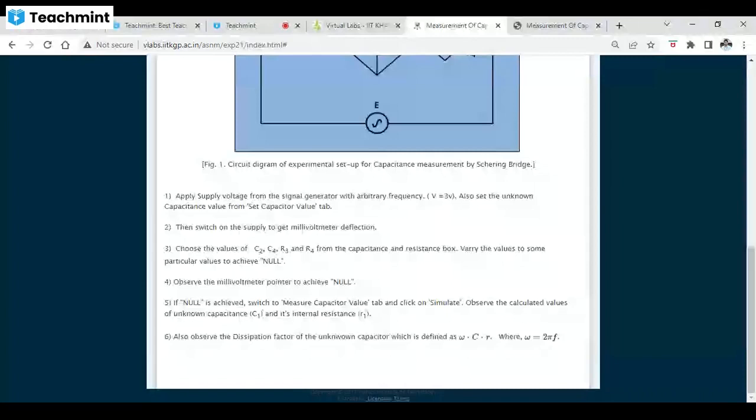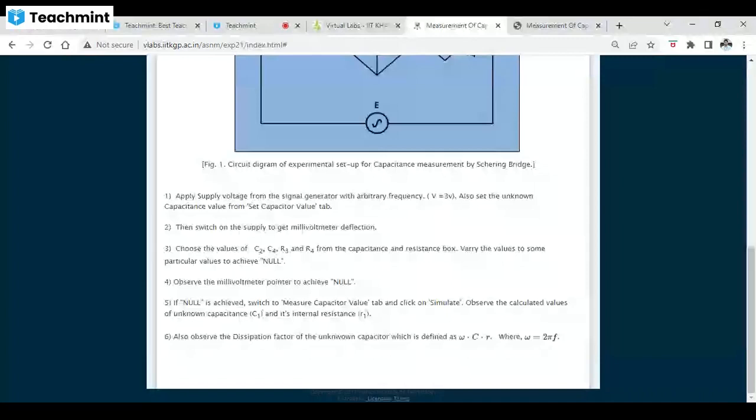Apply the voltage of 3 volt from the signal generator. Here the signal is 51. Apply supply voltage 3 volt from the signal generator at an arbitrary frequency. Get an unknown value from the capacitance set value. From that, set the unknown capacitance.